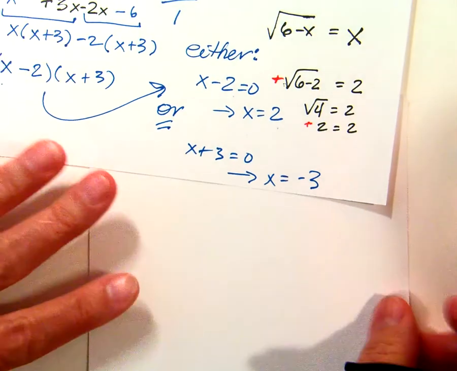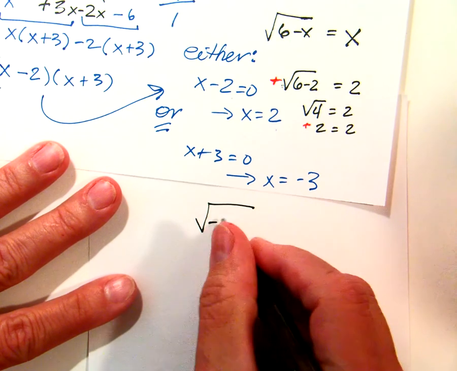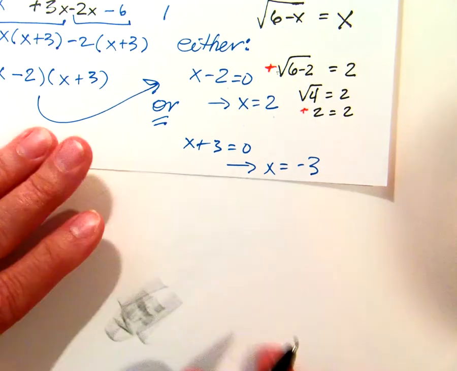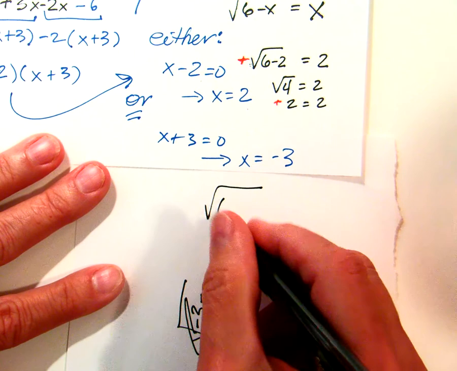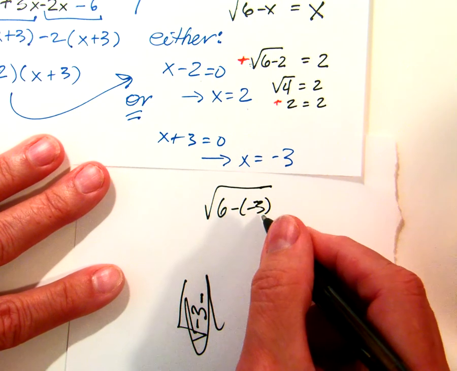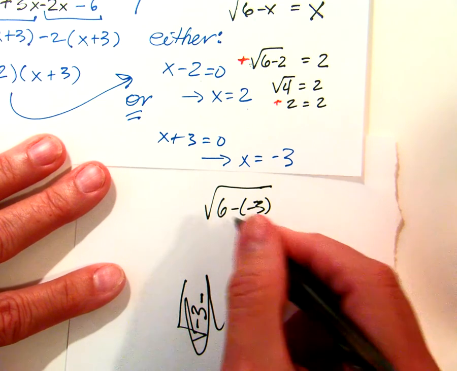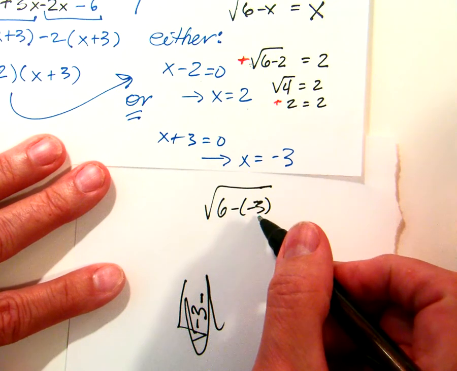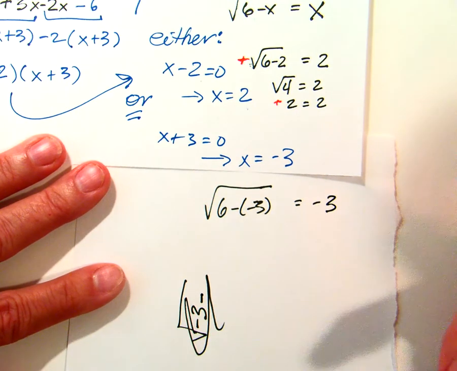So for the second solution, x equals negative 3. That would be the square root of 6 minus a negative 3. And let me remind you, always write out all the steps the first time you copy this down. Don't do it in your head. The most common mistake here would be to put 6 minus 3. It's not. It's 6 plus 3. Oh, right here you know something's wrong.